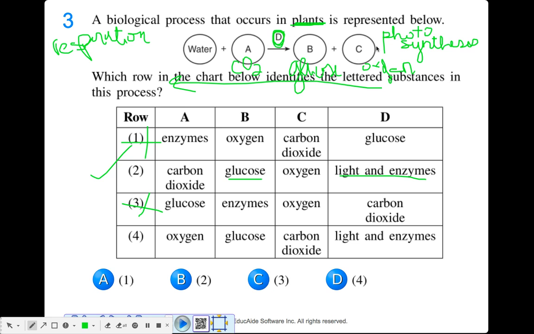Just remember that trees make oxygen and trees make glucose, and then everything else kind of falls into place. So the correct answer is 2.